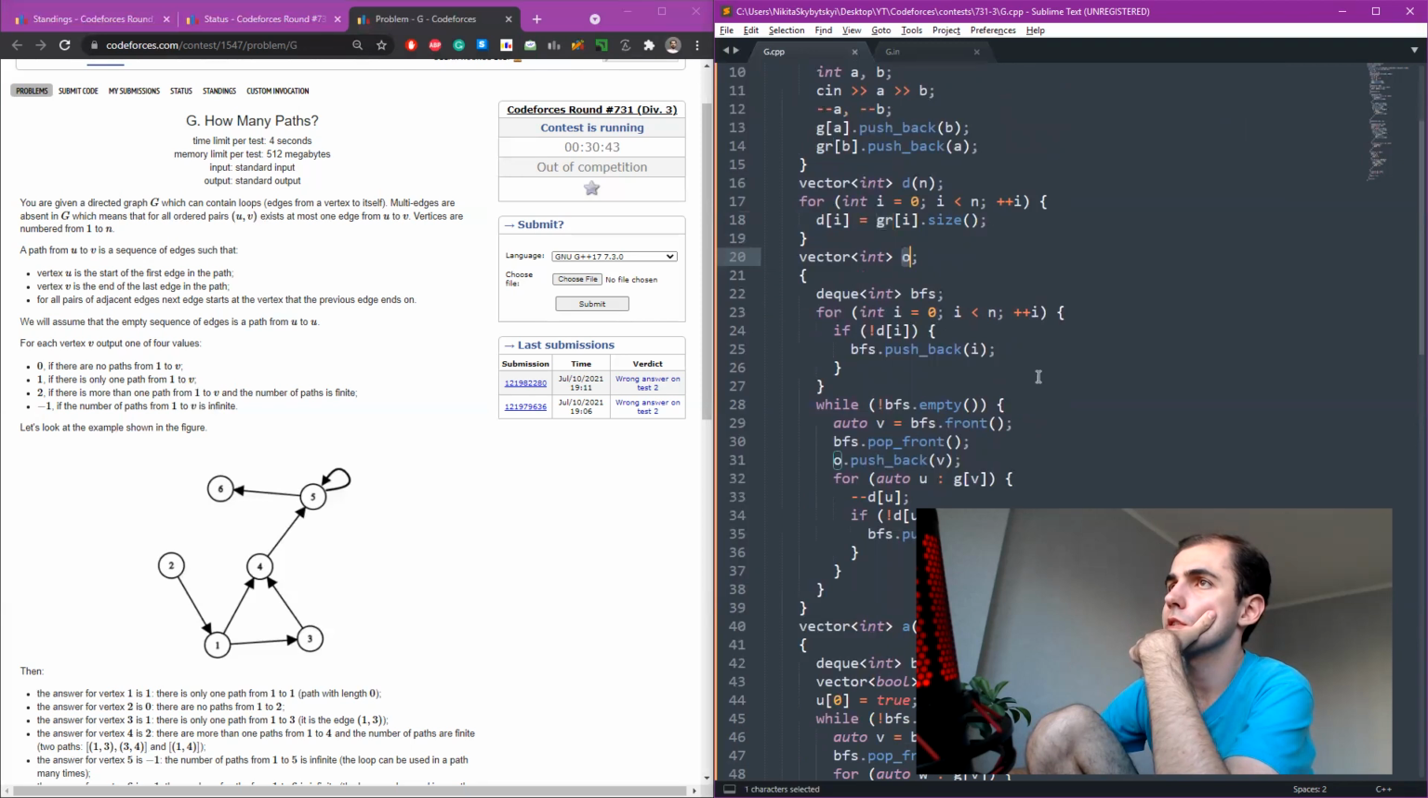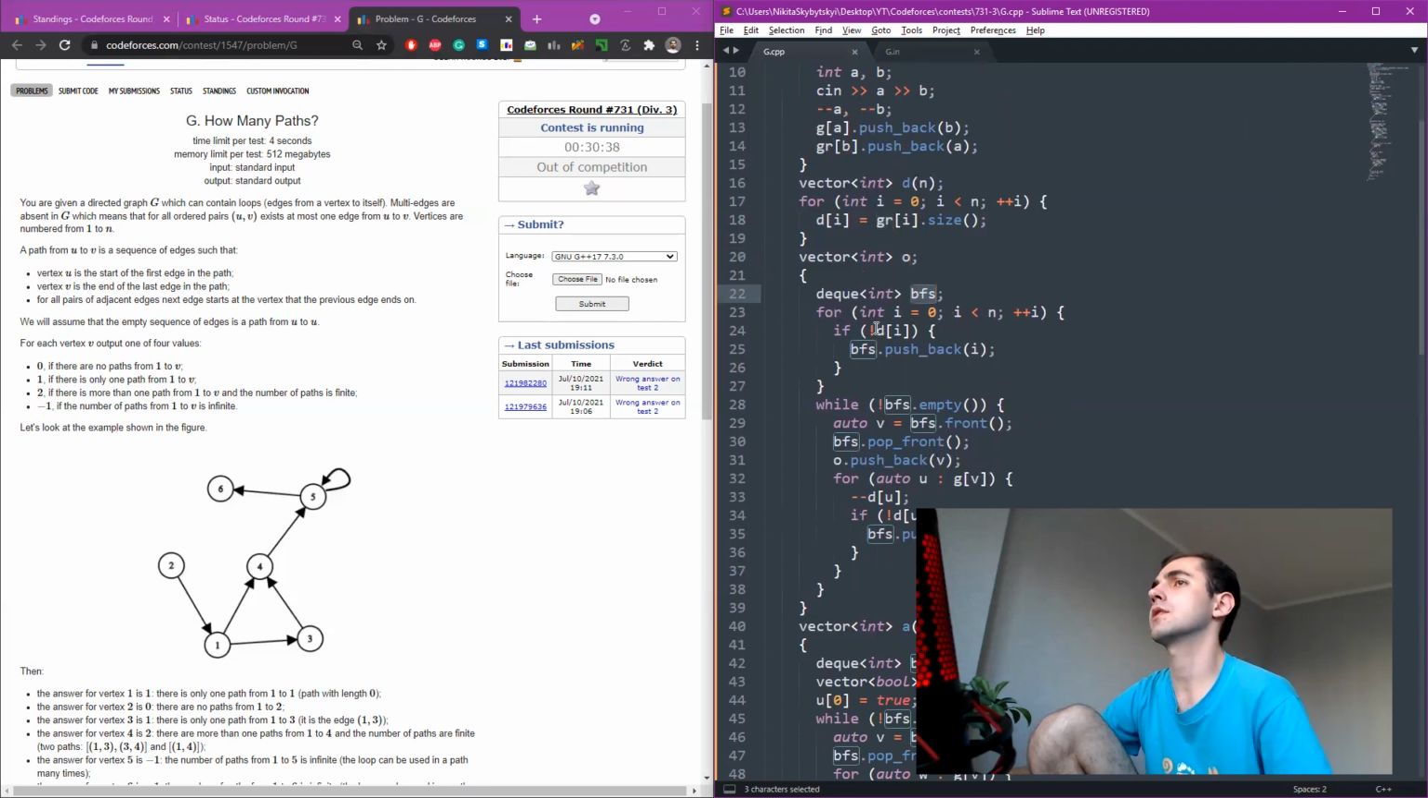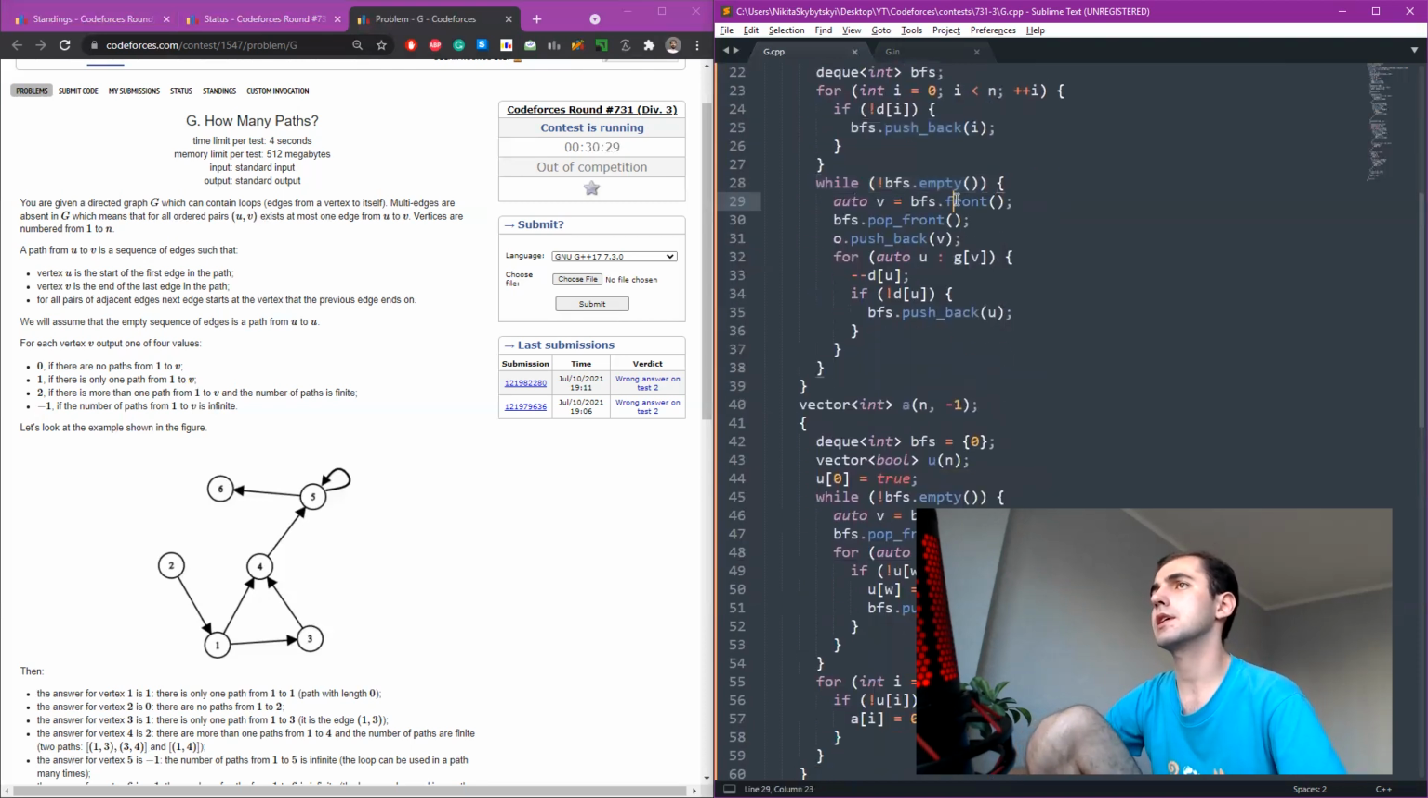And our plan is to compute topo order. We do it with BFS in the following way. If degree of some vertex is 0, we push it into the BFS. While BFS is not empty, we take a vertex that has no incoming edges, we can put it to the topo order. We should decrease for all vertices that this vertex has an edge to, forward edge, we decrease their in degree. If it became 0, we push it to BFS.